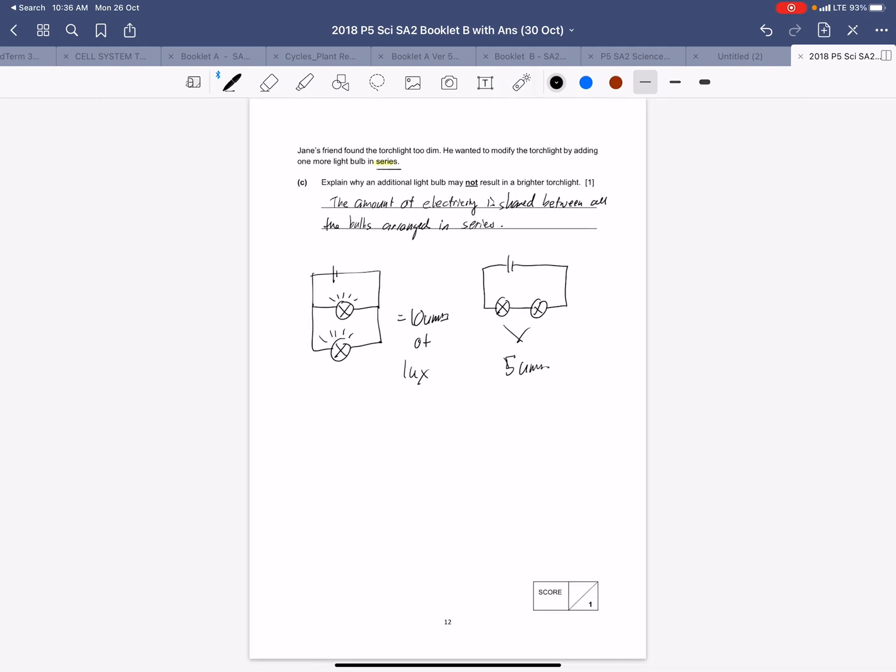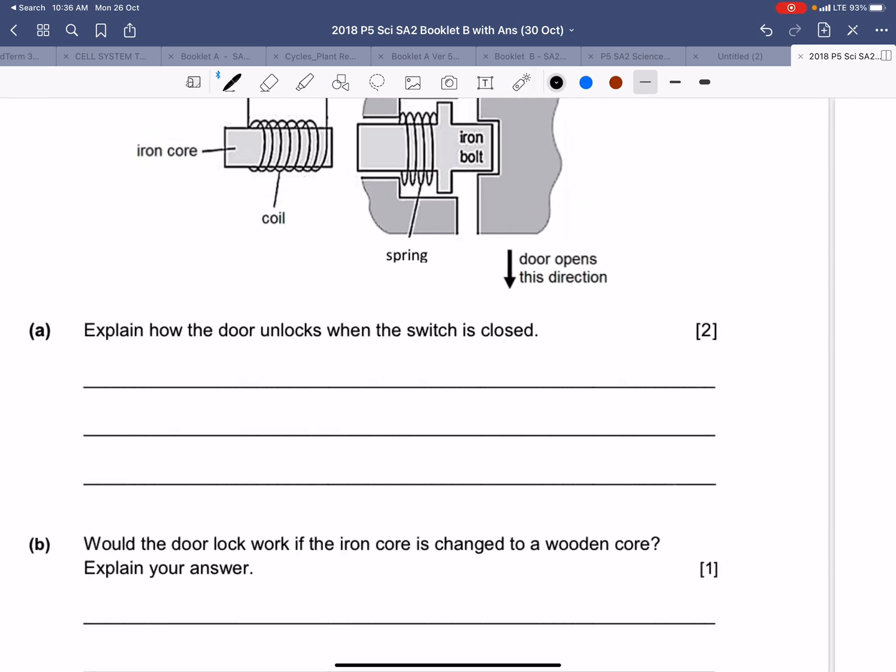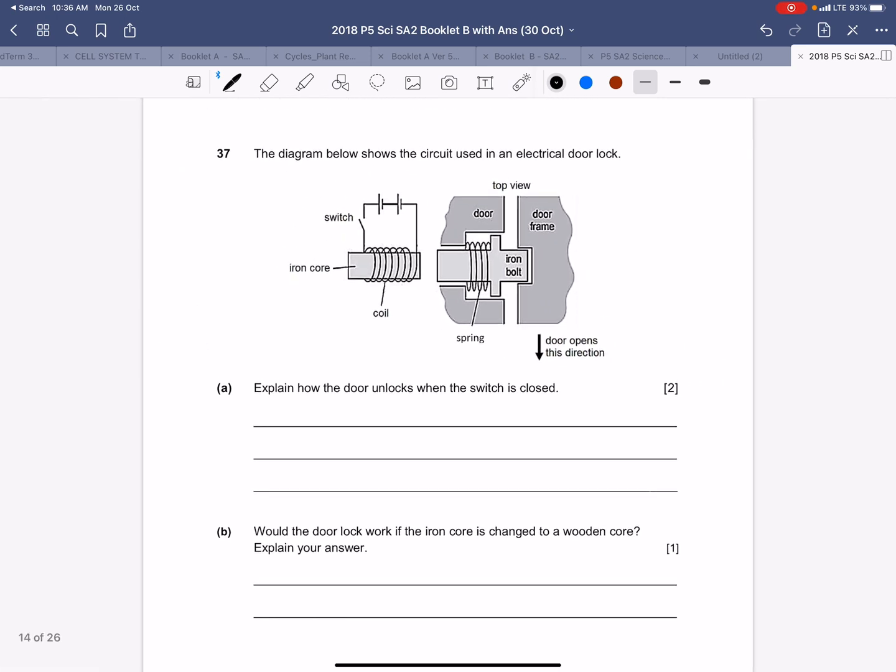Okay, moving on. Oh, this question, classic question, you have to know this. So remember in class I always tell you, common application on electricity, the electrical appliance or the electrical working component could either be a bulb or an electromagnet. So this is a very classic example of that.